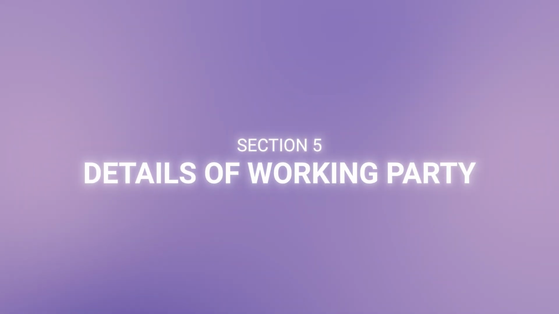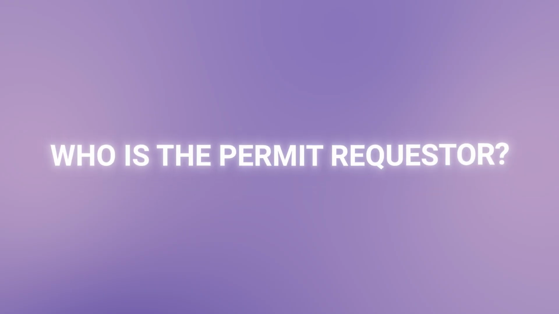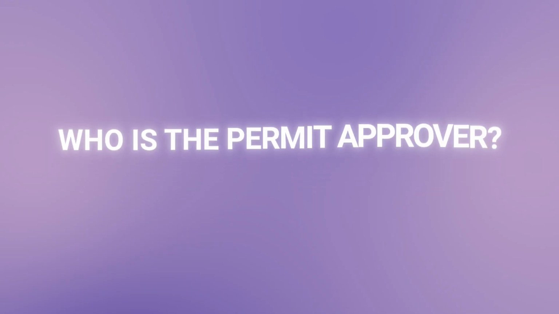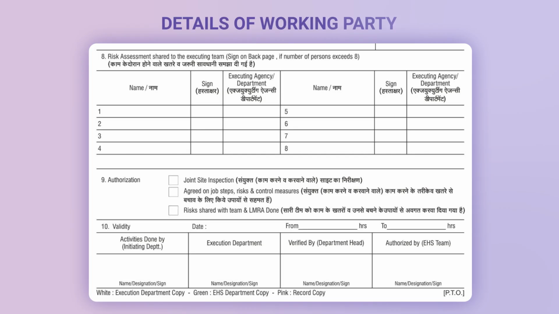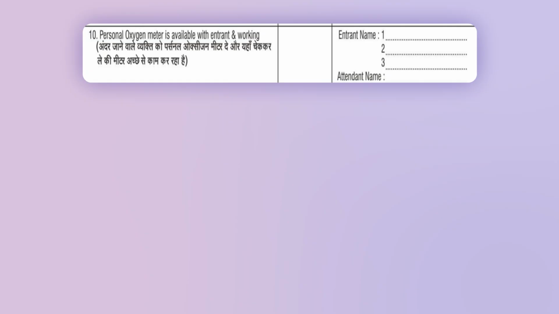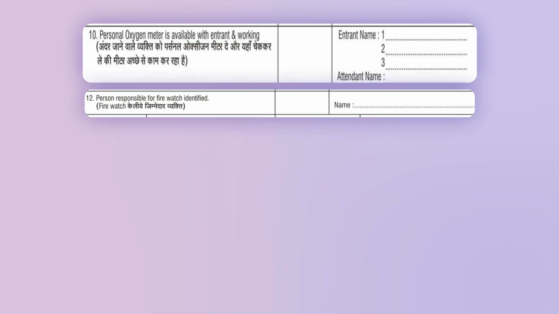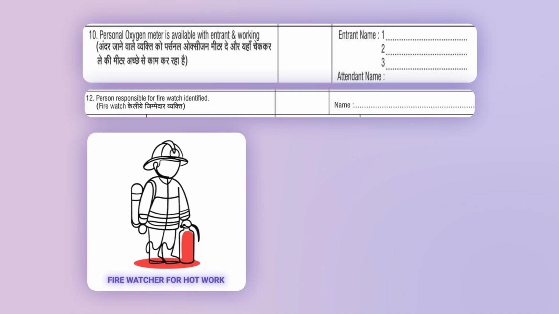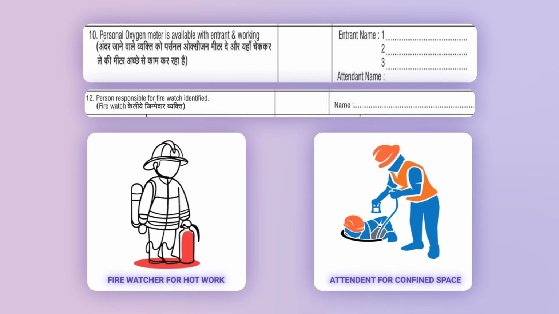Section 5 is related to the details of the working party. Who is the permit requester? Who is the permit approver? Details of the working party, that is workers. This includes the names and positions of the workers assigned to the work. Competency requirements. Confirmation that the workers are suitably trained and competent to carry out the work, such as fire watchers in hot work, attendant for confined space work, and so on.